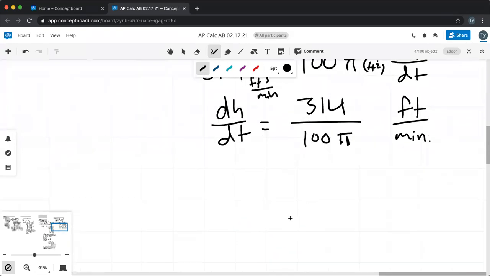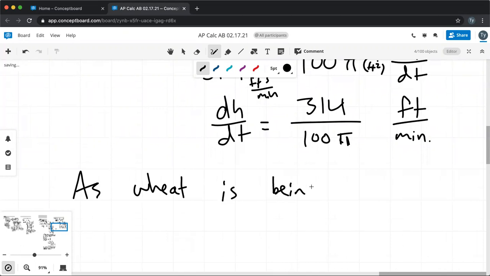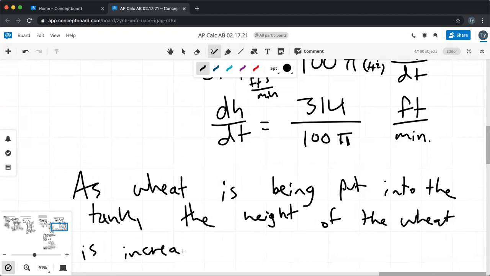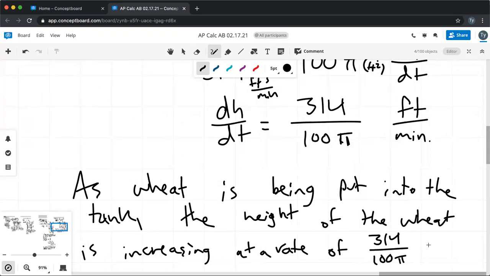Last thing we want to do is write this within the context of the problem in words. So as wheat is being put into the cylindrical tank, the height of the wheat is increasing at a rate of that many feet per minute.